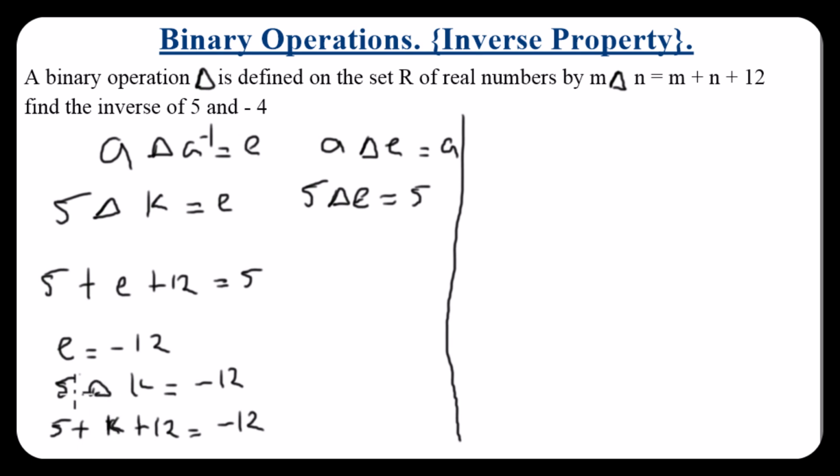So how do we arrive at this? From the definition, m is 5, n is k. When we have something written like this, it has been defined by m plus n plus 12, so we have to say 5 plus k plus 12. That's why we have what is written here.